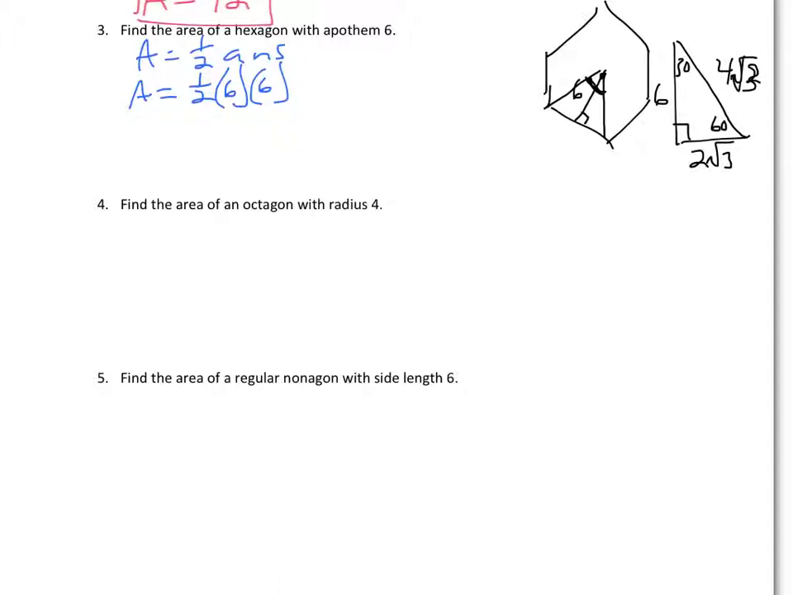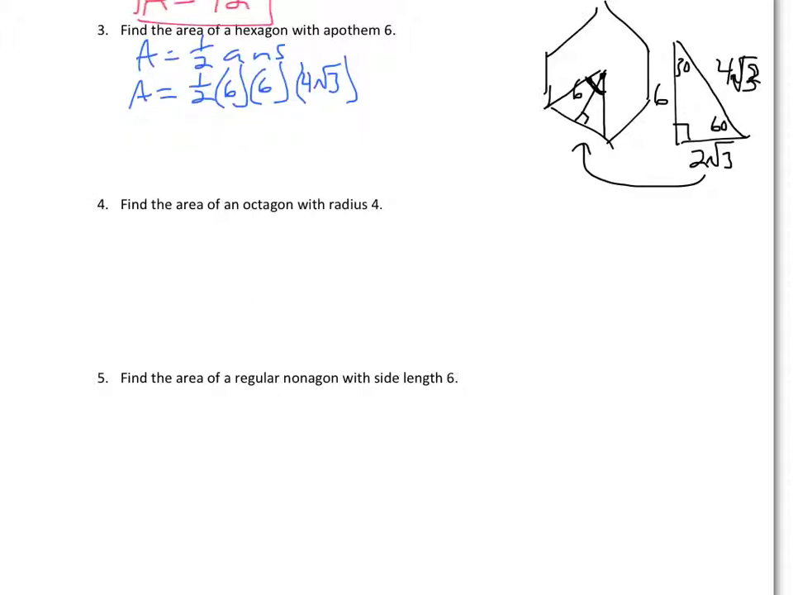Okay, now 2 root 3 goes right here, okay? But we don't want 2 root 3, we want the whole side length. So that's half the side length. So that means in order to get the whole side length, you gotta multiply that by 2, which is 4 root 3. Okay, now you can just multiply straight across.